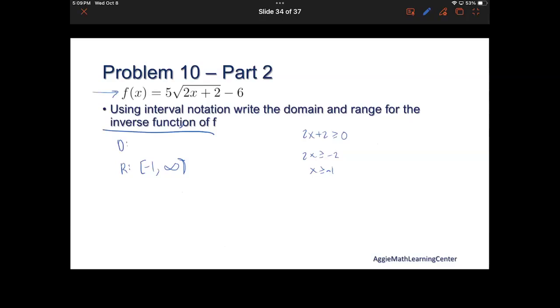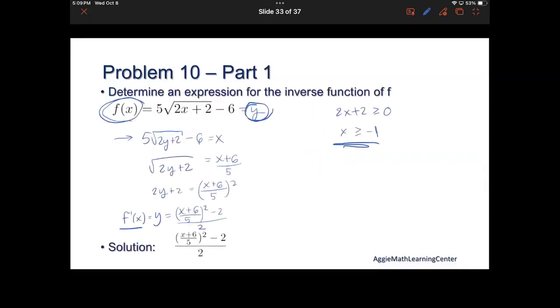Apparently I'm slow today. Yeah, I forget to follow my own advice. Yes, we have to consider the restrictions. I forgot. So the original function has valid inputs when x is greater than or equal to -1, right? And so that means the inverse has outputs that have to be greater than or equal to -1.